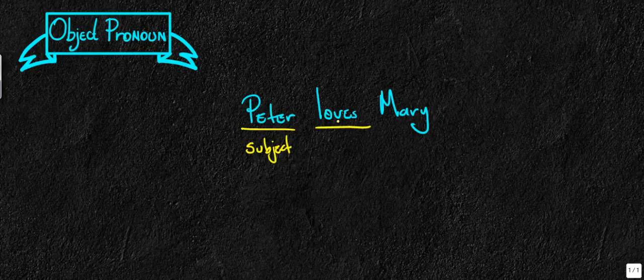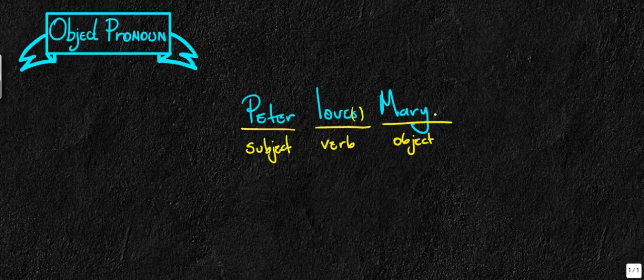The second part over here is loves. Of course, loves with S because we're talking about Peter. All right. The second part is what we call the verb. And the third part is over here, Mary, and is what we call the object.